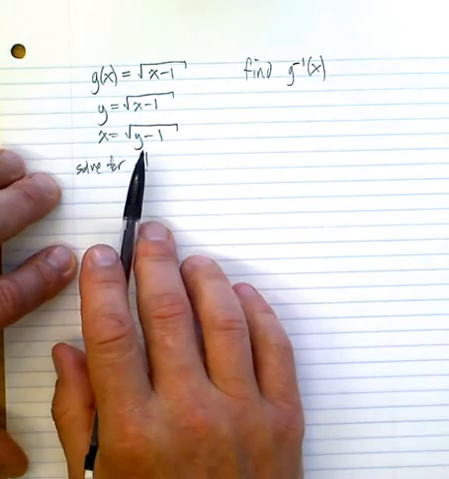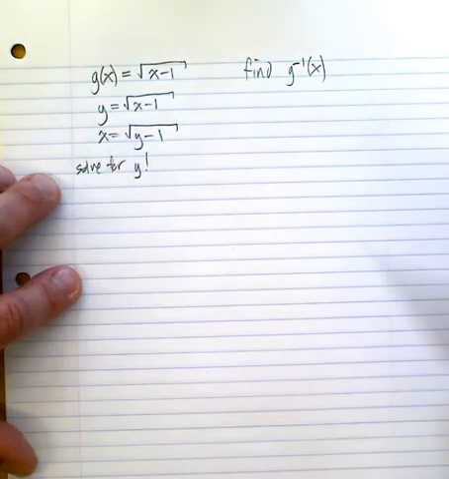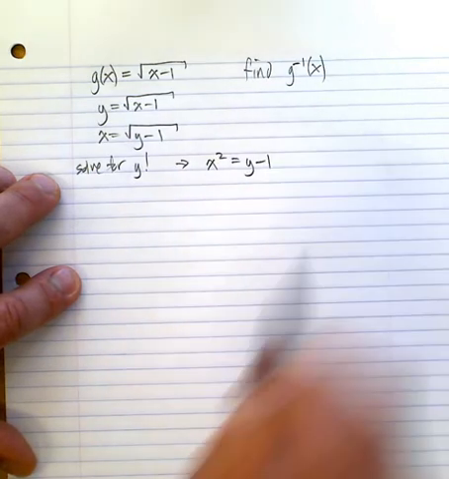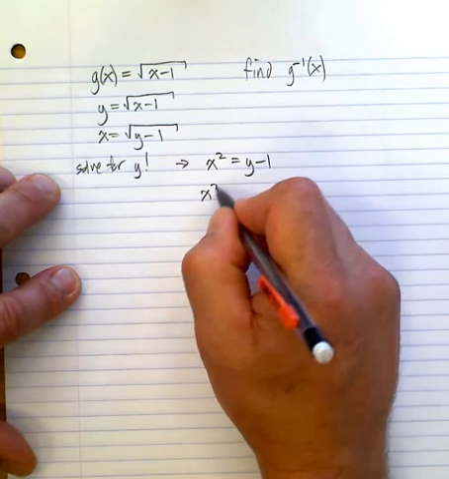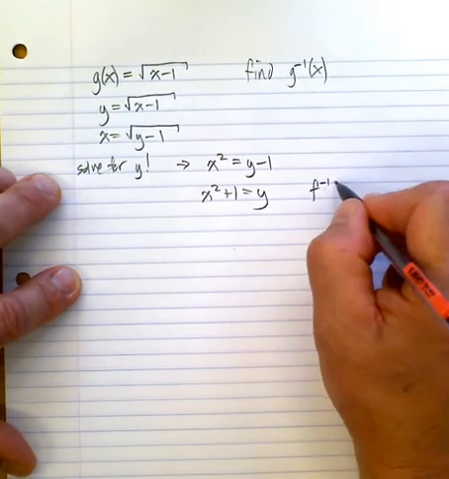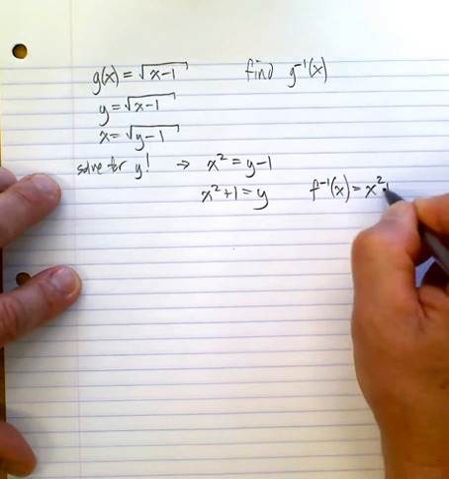Basic algebra rules apply here. How do you get rid of the radical? You have to square. So x squared is equal to y minus 1. And then you're going to have x squared plus 1 is equal to y. So then your f negative 1 of x is equal to x squared plus 1.